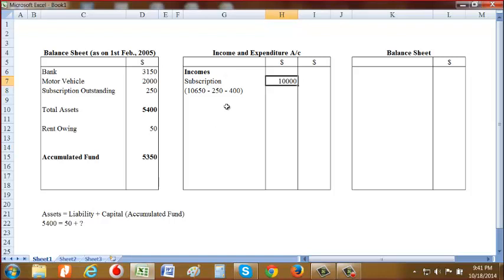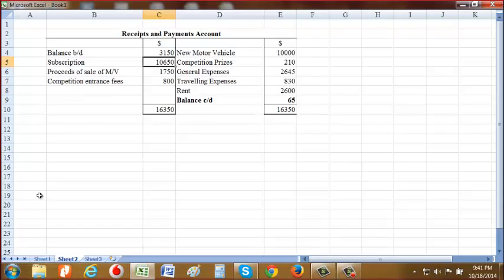Now after subscription, see in the receipt and payment account, is any other income there? Profit on sale of a motor vehicle, this is not income because this is a capital receipt. Because every year we do not sell a motor vehicle, this is a capital receipt. But profit or loss on sale of a motor vehicle we will consider.